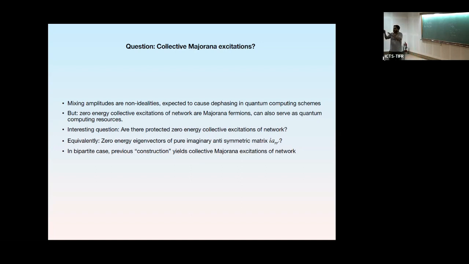If the network is bipartite, there's a simple transformation I can make. Put an i in front of all the B sublattice sites, and I can transform this matrix to just a regular real symmetric matrix on the bipartite lattice. I'm back to the old problem of bipartite random hopping, right? So there, if I can have these R-type regions, I can construct these Majorana modes, collective Majorana modes.